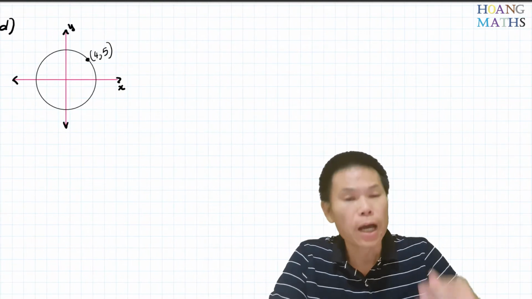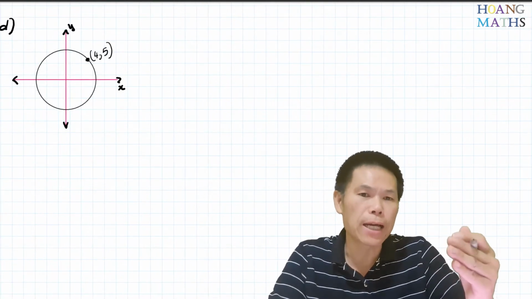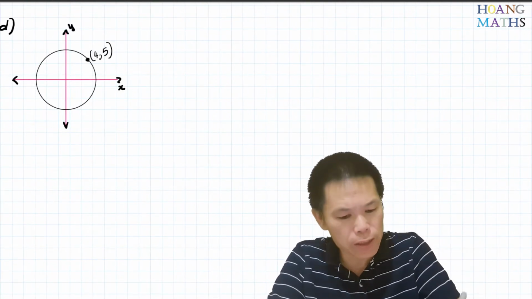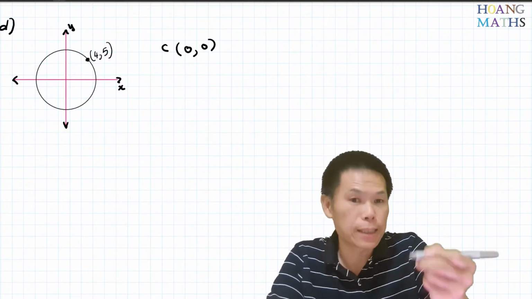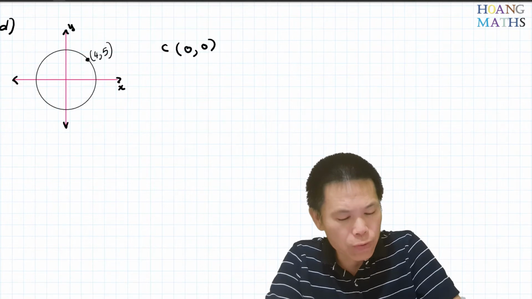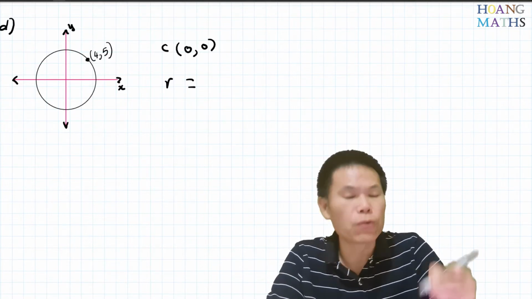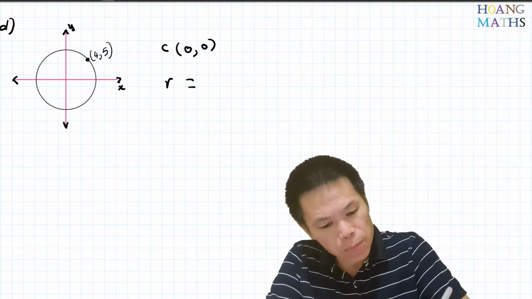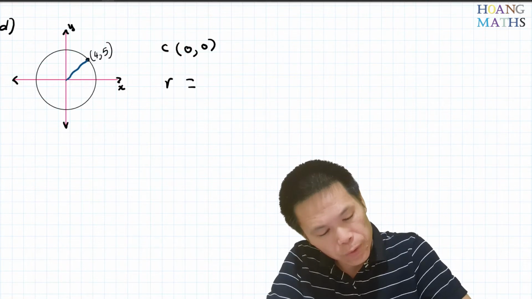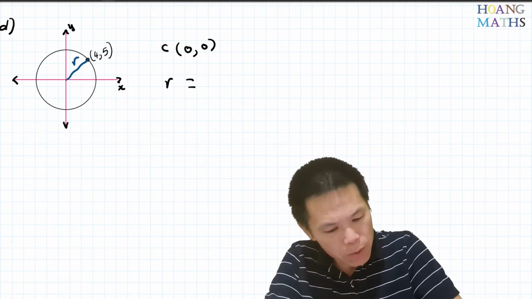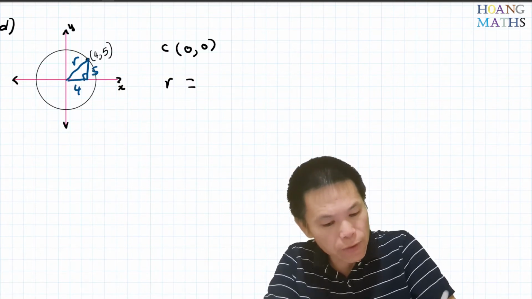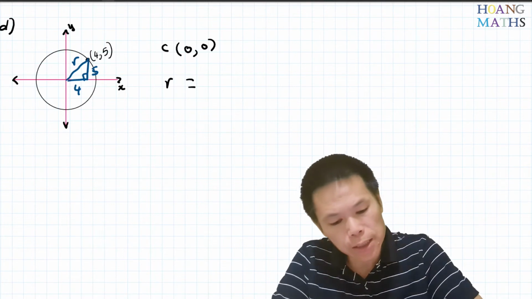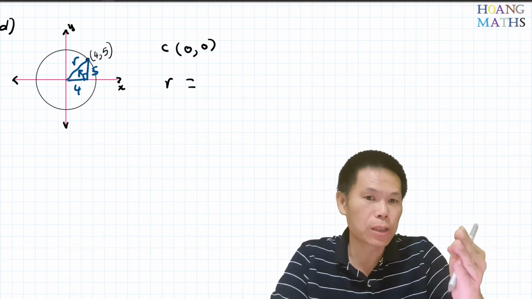Part D. Again, we need to write down the center and the radius of this circle first. So the center of this circle is 0, 0. That is at origin. And then the radius. To work out the radius, we know that from here to here is the radius. If we form a right angle triangle here, this is 4, this is 5. Now to work out the radius, we use Pythagoras theorem.